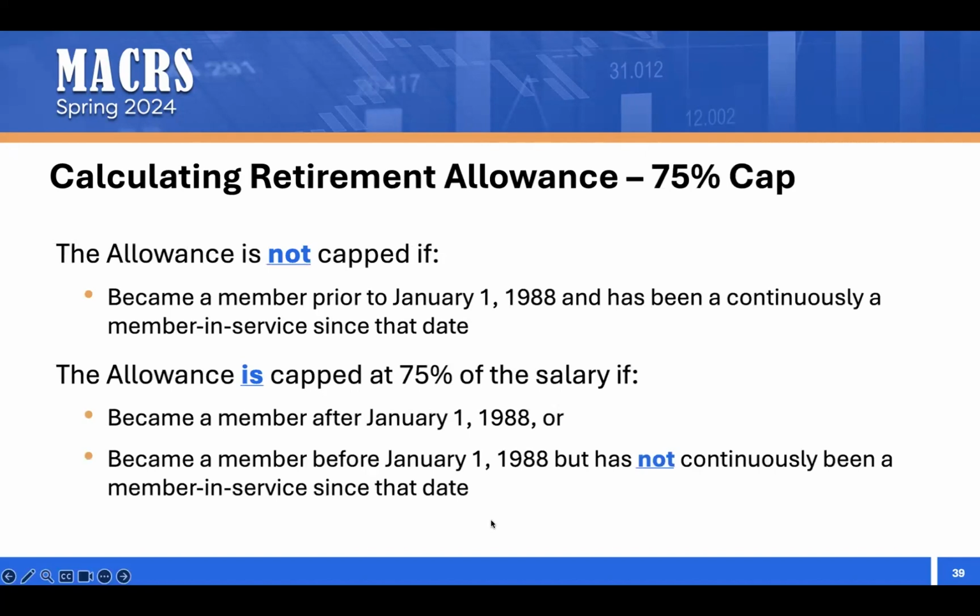Okay, in Chapter 32, there's also a 75% cap. So when is an allowance not capped? If the person became a member prior to January 1st, 1988, and has been continuously a member in service since that date, the 75% cap would not apply. The 75% cap would apply if the person became a member after January 1st, 1988, or became a member on or before January 1st, 1988, but has not been continuously a member in service since that date.